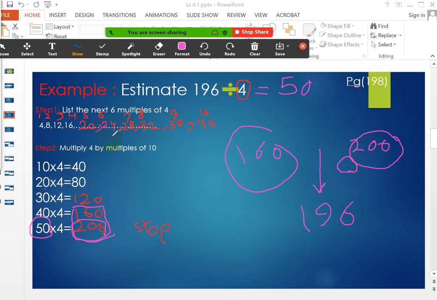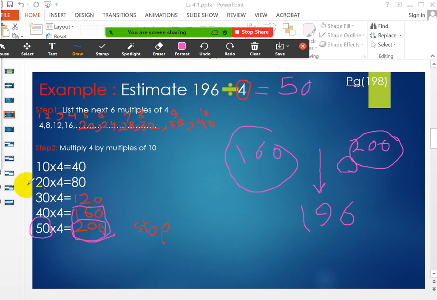So I told you, you have to write the multiples until you reach the bigger number. But here, look, I found 6 multiples of 4, but still the number is so small, 40. It's smaller than 196. So what do I have to do? Okay, I will use multiples of 10. That means I will multiply not with 1, 2, 3, no, with 10, 20, 30, 40, 50, 60, because the number is a large number, sorry.